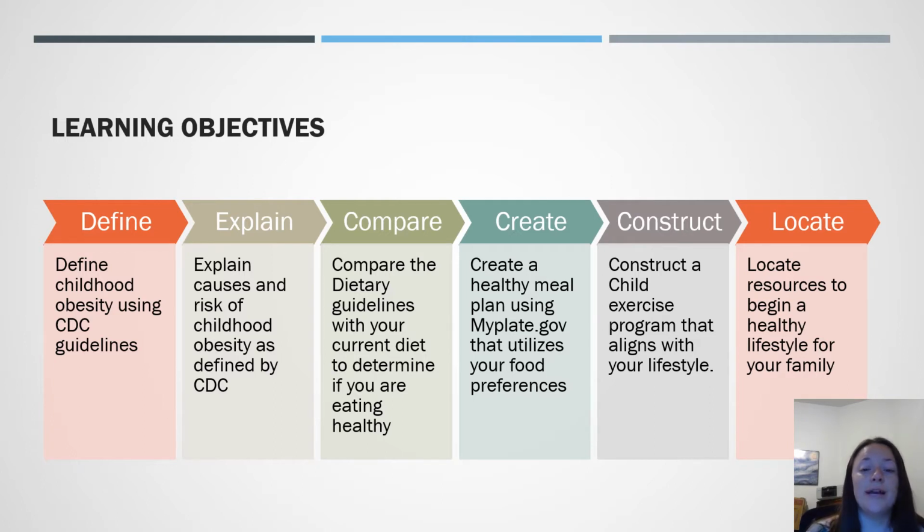You should be able to create a healthy meal plan using the myplate.gov website, and you can utilize your own food preferences. You should be able to construct a child exercise program that aligns with your lifestyle, and you should be able to locate resources to begin a healthy lifestyle for you and your family.